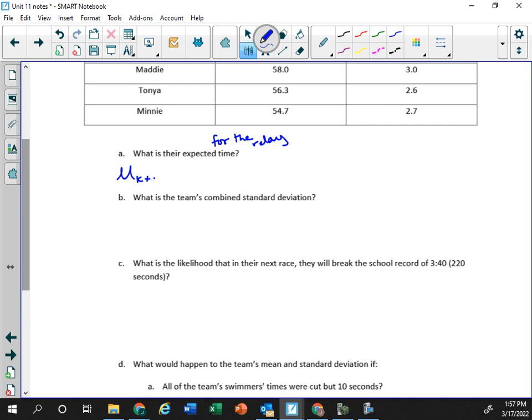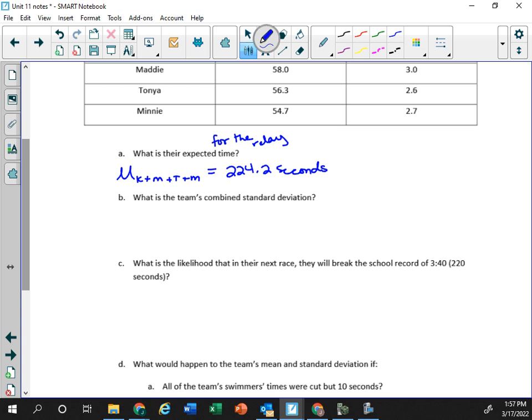So you are adding these 4 swimmers together. Is that it? Or am I overthinking it? That's it. 224.2 seconds. That's what we would expect their relay time to be. Does that make sense? It's everybody's average time. Combining their average times gives you the expected relay time.